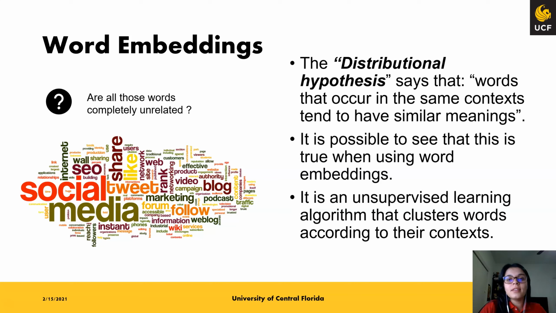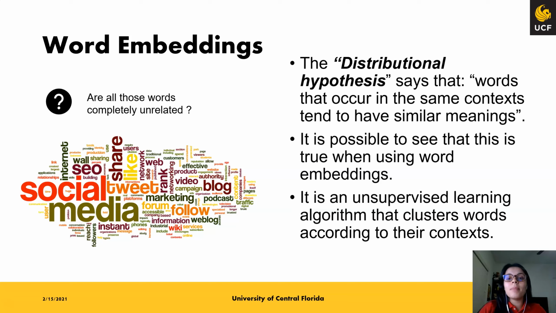So when we check this word cloud, we can see social media, tweet, share, like, web, follow, blog, effective, instant, wiki, service, information, many words. Are those words completely unrelated? Not really. That's why they are there. Like social media has everything to do with like or tweet because Twitter is one social platform.